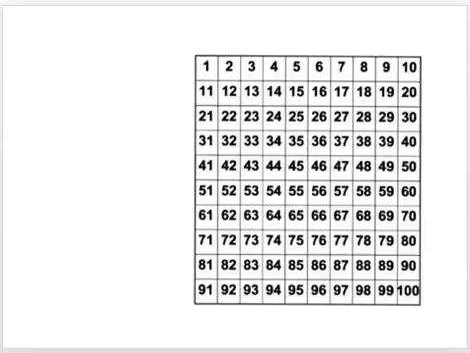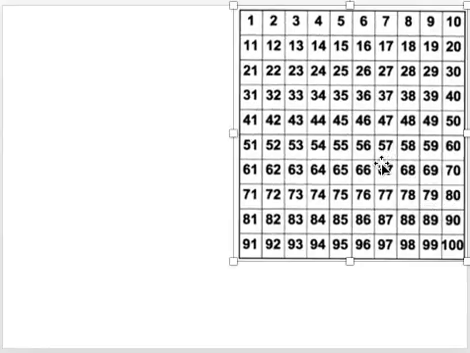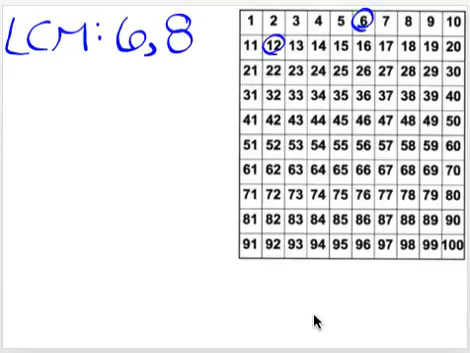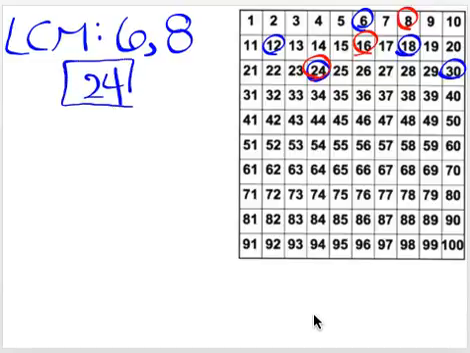So last but not least, you may be asked to find the least common multiple quickly of two numbers. So what if they want the least common multiple of 6 and 8? So really quick on my hundreds chart, I'm going to look for the first time 6 and 8 meet up with each other. So I've got 6, 12, 18, 24, 30. Let me try 8s now. 8, 16, 24. Okay, it's 24. So the least common multiple of 6 and 8 is 24. And I know that because I was counting it by 6s and by 8s until they met up together.